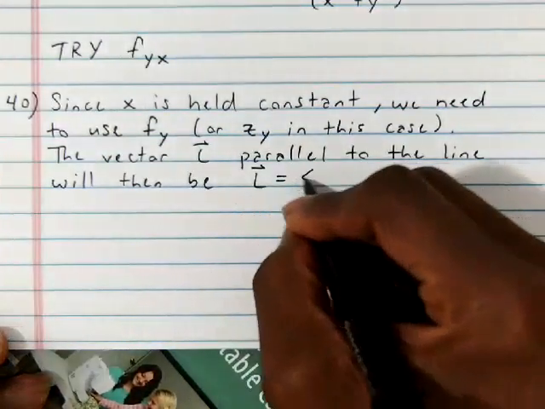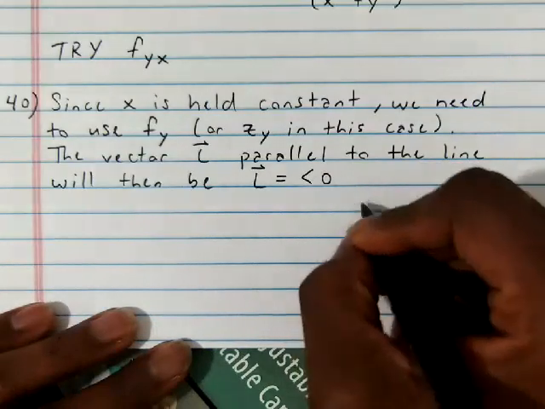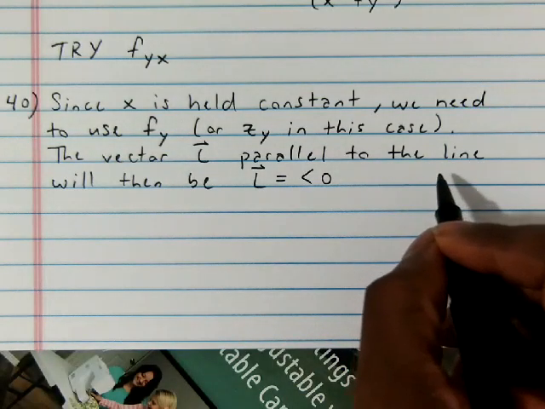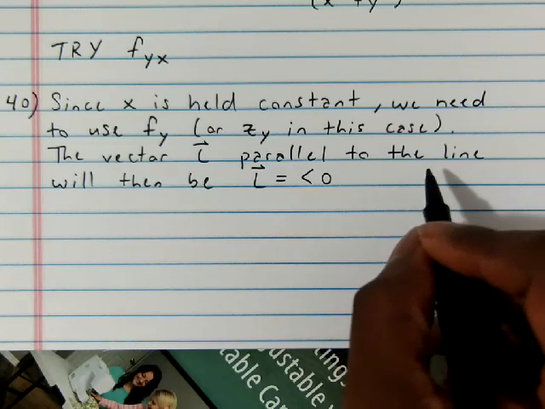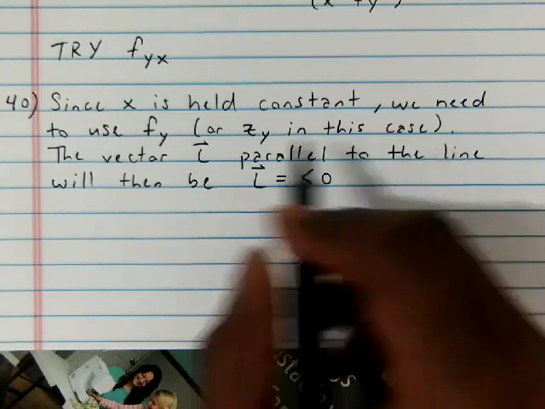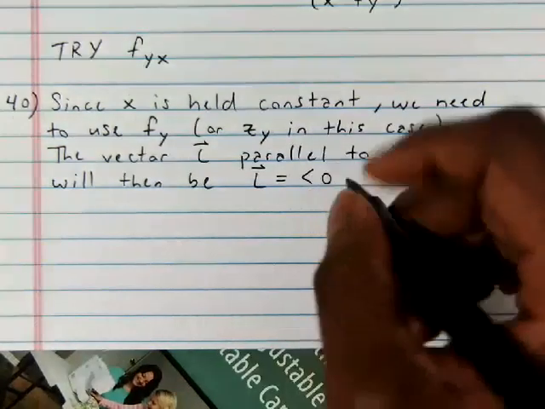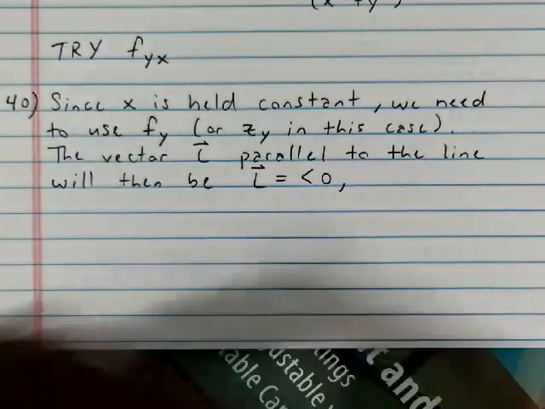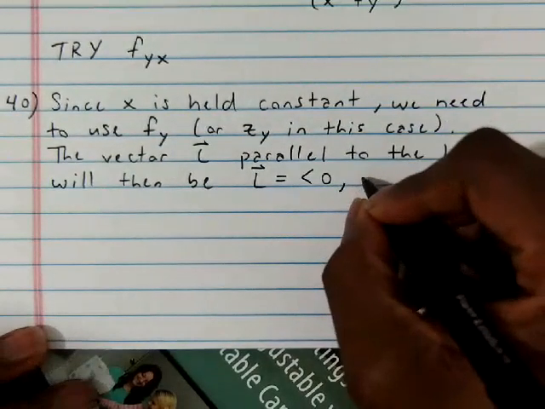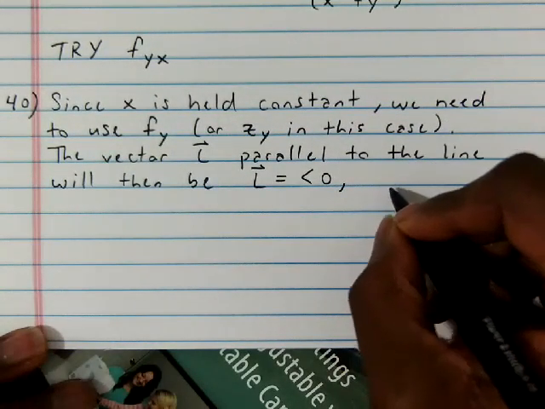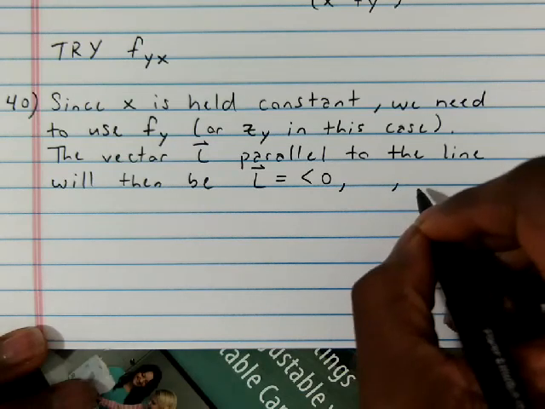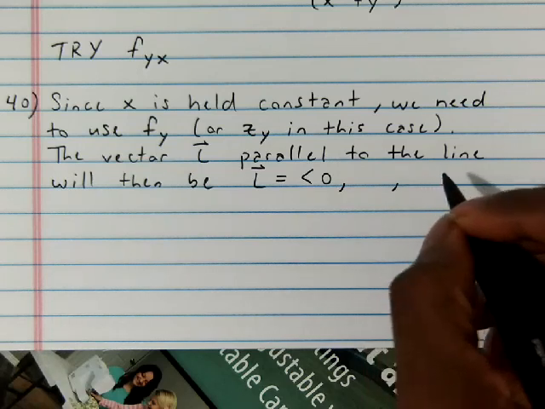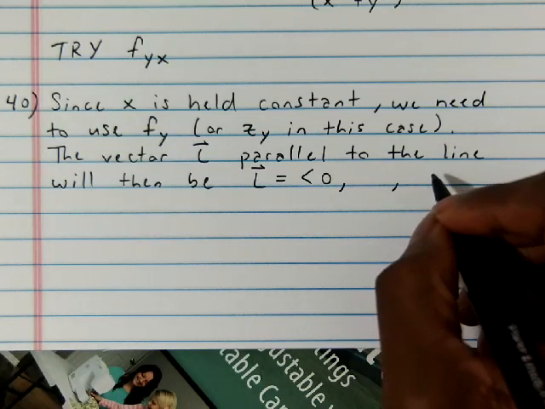L equals, so 0 in the x direction. And this vector L that I'm going to give you is not specific to this problem. It's a general vector: if you encounter a problem like this where your x is being held constant, this would be your vector L that's parallel to your line. I'm going to skip y for a second just so we can see. The change in z over the change in y, the rise over run, let's look at it that way.